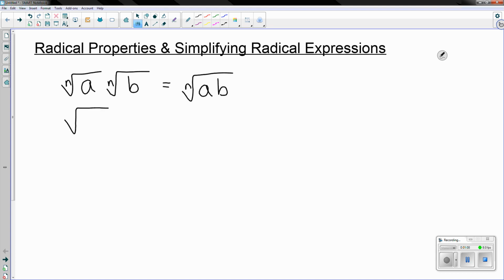Now, we also have the nth root of A over the nth root of B. Again, as long as those radicals are of the same index, n, we can combine them into one radical of the nth root of the quotient of A and B. And again, working in both directions is a useful tool. So if I see the nth root of A over B, I could split that into two separate radicals, one taking the nth root of A in the numerator and the nth root of B in the denominator.